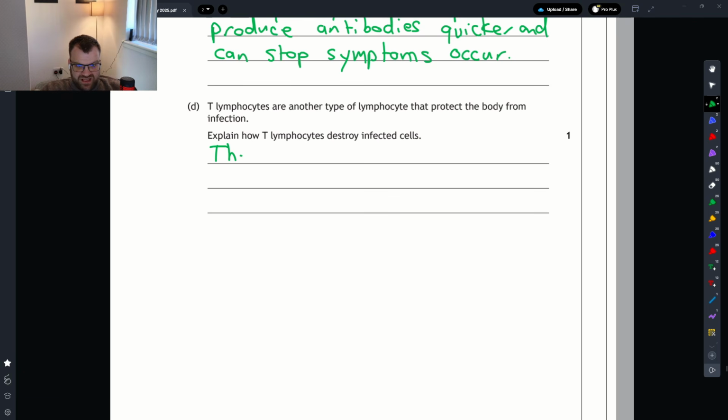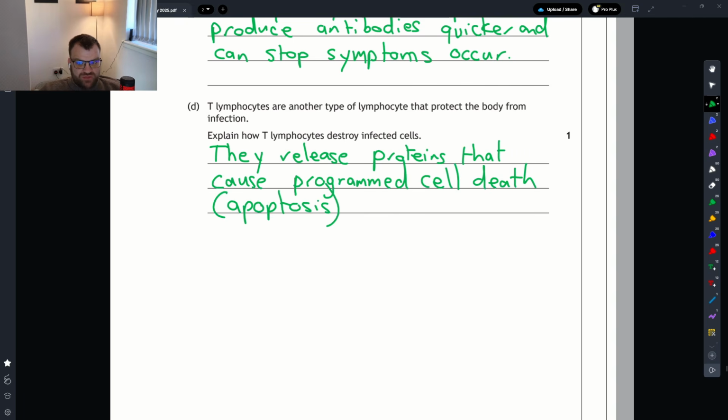Oh, T1's the killer T cells. They release proteins. So those proteins cause programmed cell death or apoptosis. I can't remember if that's part of the higher course or if that's from advanced higher biology. No, death. They kill the cells. They destroy the cells, as it kind of says out from that. So there's enzymes that come out and they cause the infected cells to die.